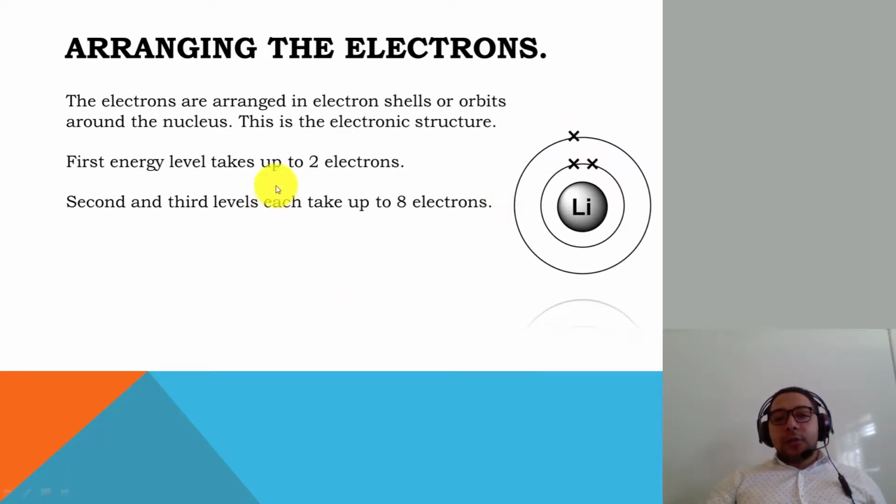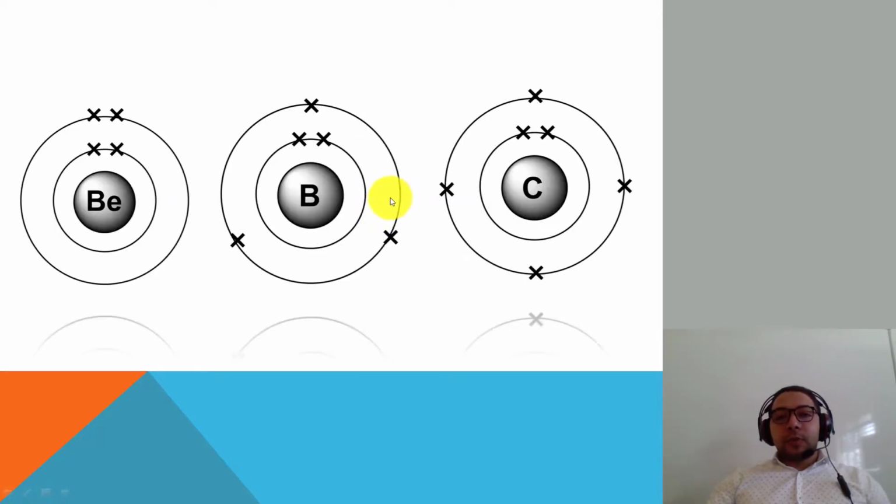So you need to keep this in mind, guys. The first energy level takes up to 2 electrons; the second and third energy levels take up to 8 electrons. Here are beryllium, boron, and carbon. As you can see, beryllium has 4 electrons.